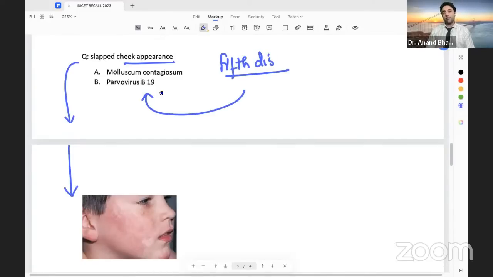And fifth disease is nothing but erythema infectiosum, which is caused by human parvovirus B19.